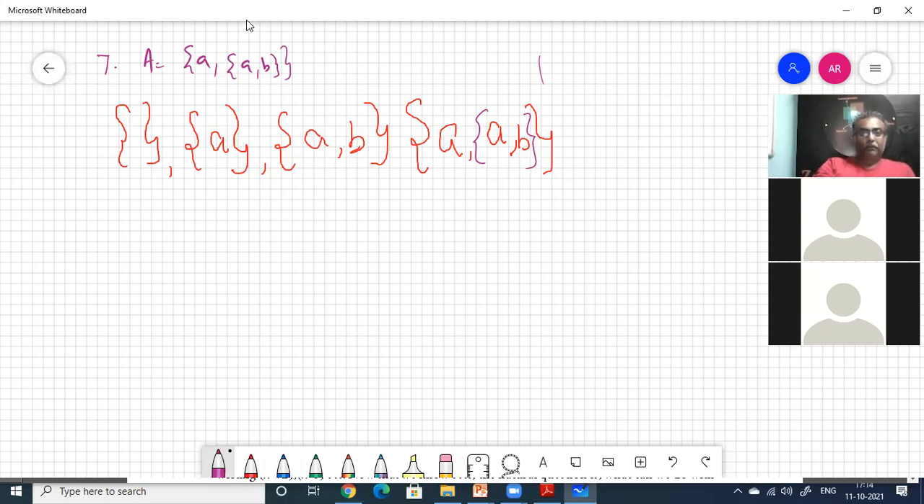So if N of A is equal to M, say 2 is equal to M, then N of P of A will be equal to 2 to the power of M. 2 to the power of 2, it will be 4. So you'll have to watch out all the subsets 1, 2, 3, 4. Till you get 4 sets, you have to somehow struggle and get it. Okay, very good. Okay, now 8th sum.